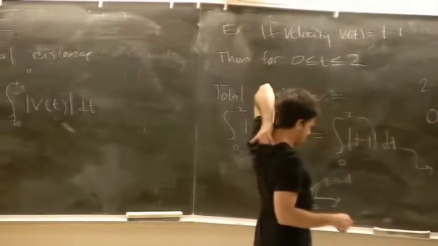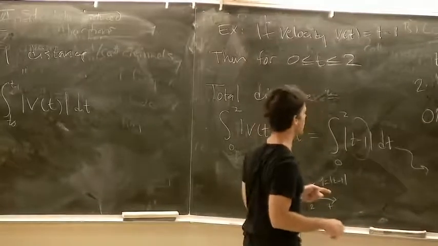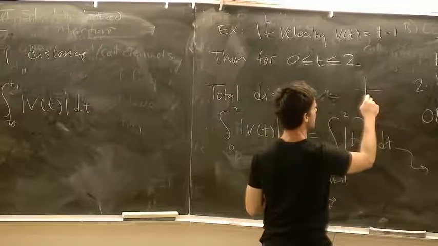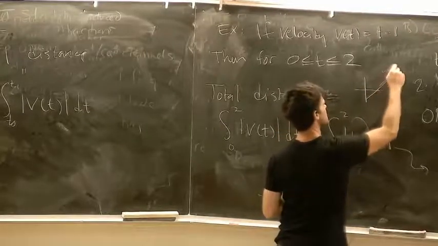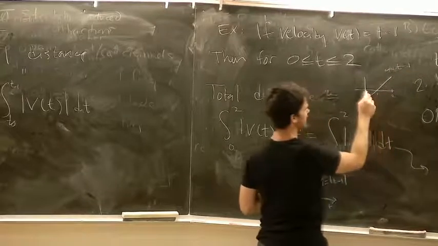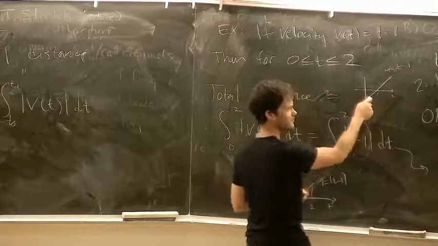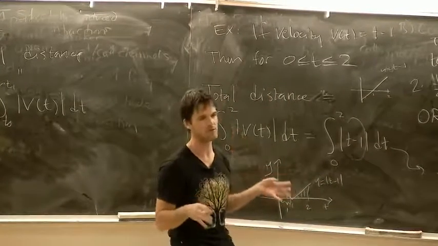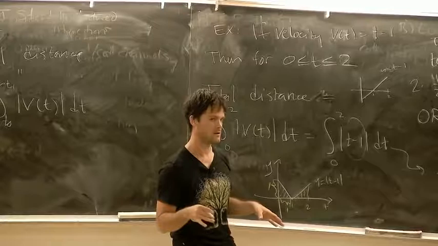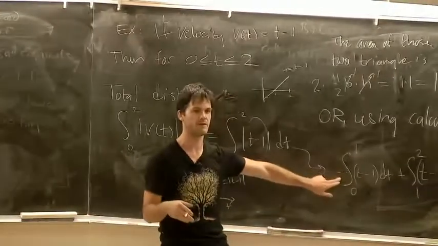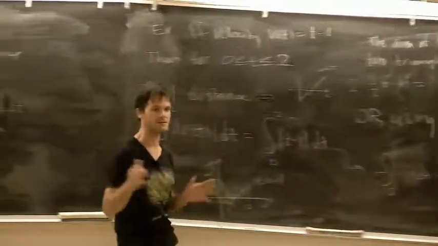Yeah? Could you repeat why there's a negative? Yeah, so between 0 and 1, t minus 1 looks like this. And between 0 and 1, it's negative. So what does the absolute value do to a negative quantity? It makes it positive, which is the same as putting a negative sign in front of it, because the negative of a negative is a positive.